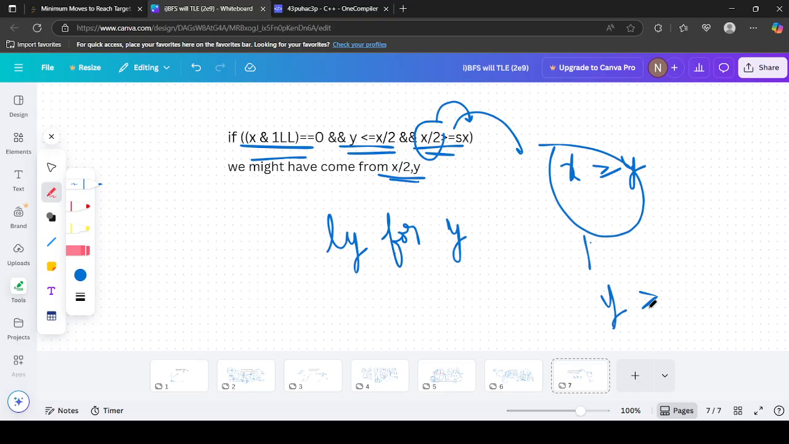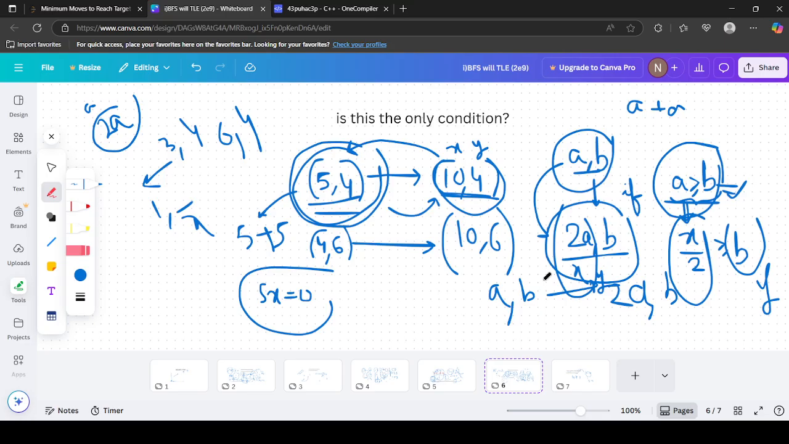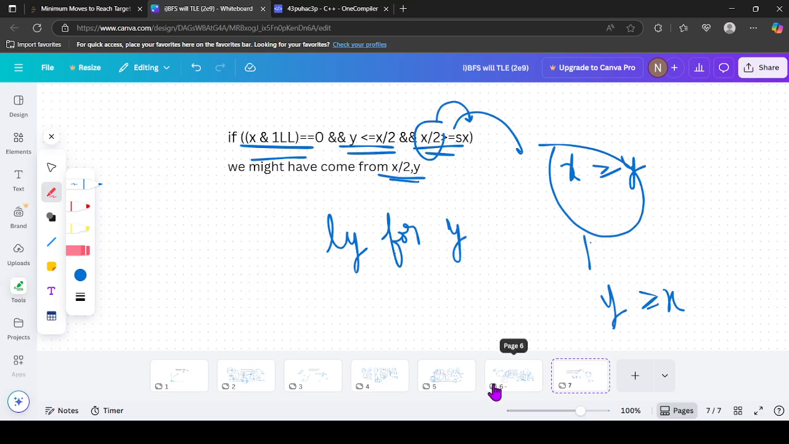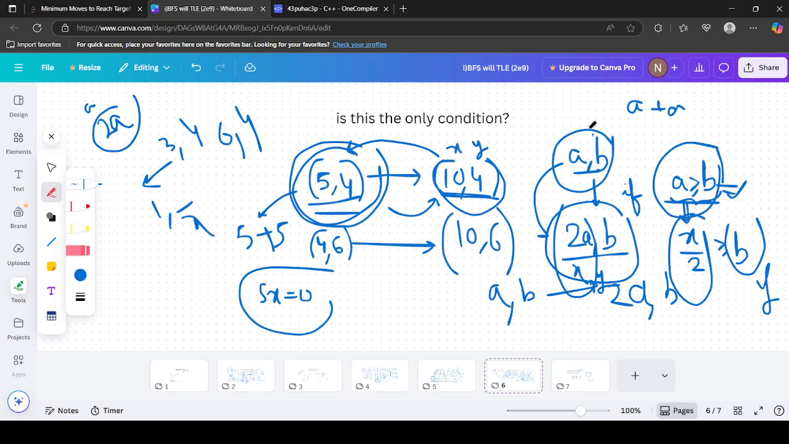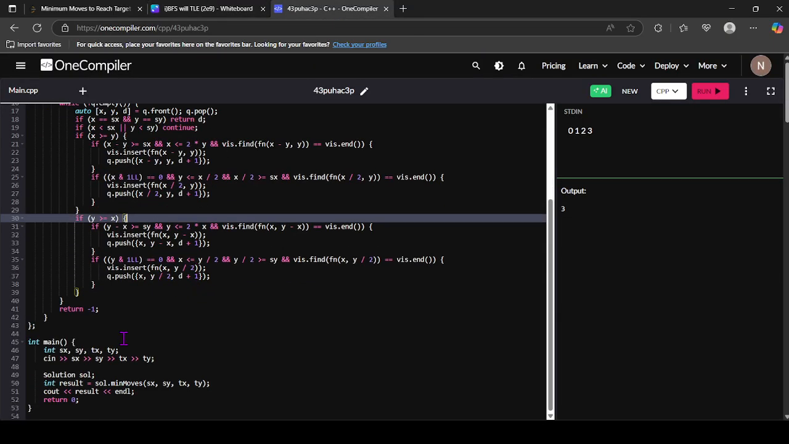So in this way, by reverse BFS, in a single BFS, we are trying to reduce half the coordinate, because here we are at a b, and if this condition is satisfied, then we can simply push x by 2 comma y to q. So in this way, we are trying to reduce many operations, and we can get the correct answer. So let's check the code.